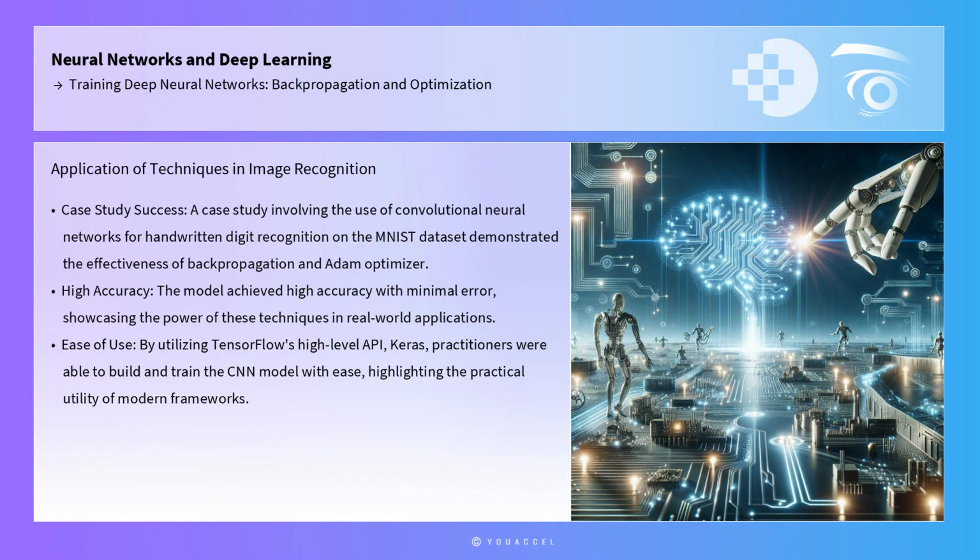A successful application of these techniques can be seen in the field of image recognition. A case study involving the use of convolutional neural networks for handwritten digit recognition on the MNIST dataset demonstrated the effectiveness of backpropagation and the Adam optimizer in training deep networks. The model achieved high accuracy with minimal error, showcasing the power of these techniques in real-world applications. By utilizing TensorFlow's high-level API, Keras, practitioners were able to build and train the CNN model with ease, highlighting the practical utility of modern frameworks in simplifying complex tasks.